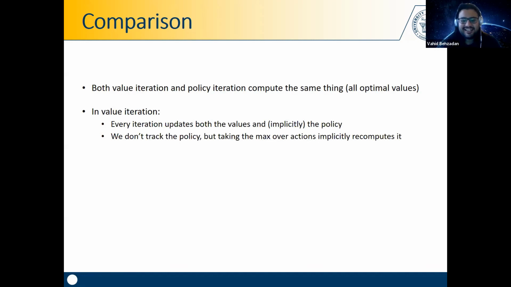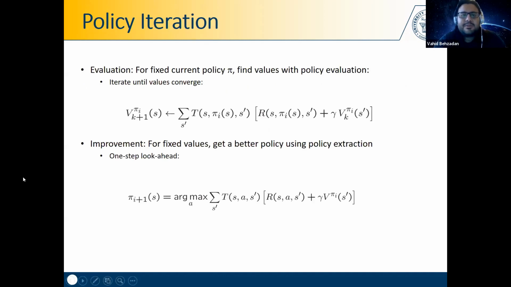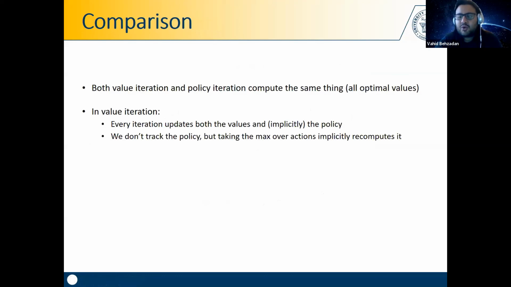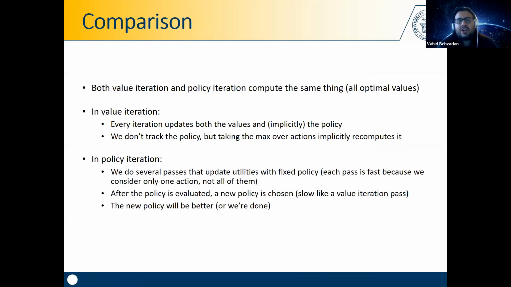This is interesting. There is no explicit mention of the policy in value iteration. But as you keep updating the value function, you're essentially updating, implicitly, not explicitly, the policy as well. This is an important thing to remember when we start talking about off-policy and on-policy methods in reinforcement learning. Now, we don't track the policy in value iteration, but taking the max over actions implicitly recomputes it.